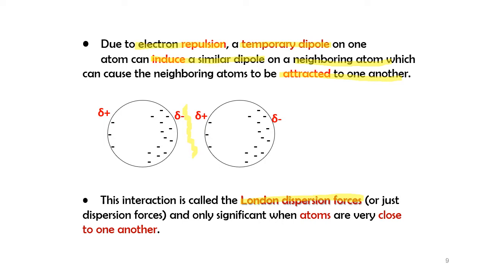And remember that this is a temporary dipole. So maksudnya bila at certain point, dia akan back to normal. The electron akan evenly distributed. Okay. And one more thing, only significant maksudnya hanya akan nampak kesannya when the atoms are very close to one another. Maksudnya kena dengan jarak yang sangat dekat between the two atoms.